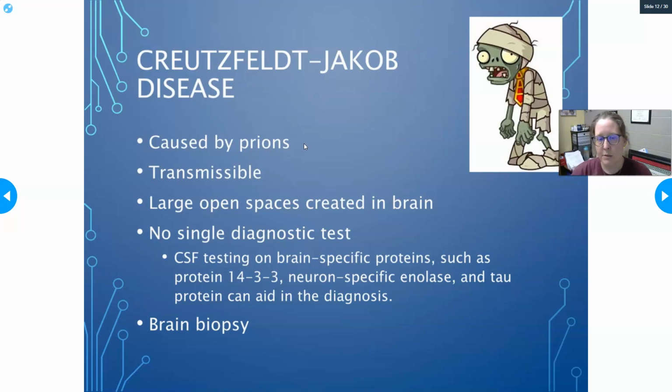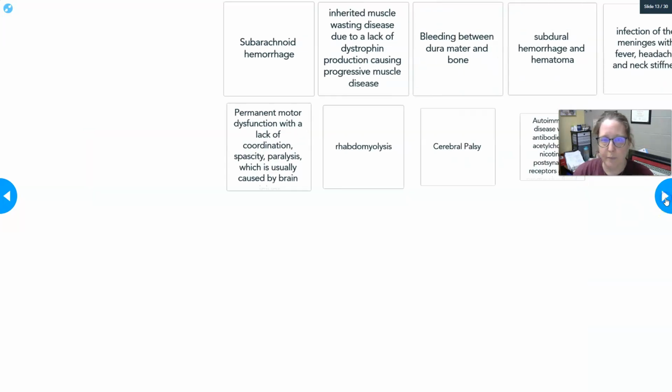These misfolded prion proteins cause large open spaces in the brain, so the brain basically turns to Swiss cheese. There's no single diagnostic test. With spinal fluid testing, you can look for brain-specific proteins, such as protein 14-3-3, neuron-specific enolase, and tau protein, which can help in the diagnosis, but you can do maybe a brain biopsy. Ultimately, this is usually confirmed at death that indeed it was a prion disease.